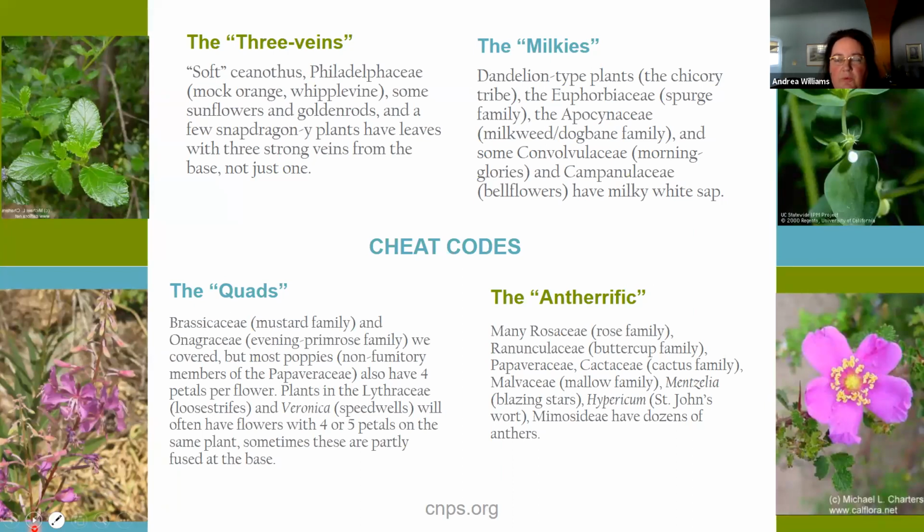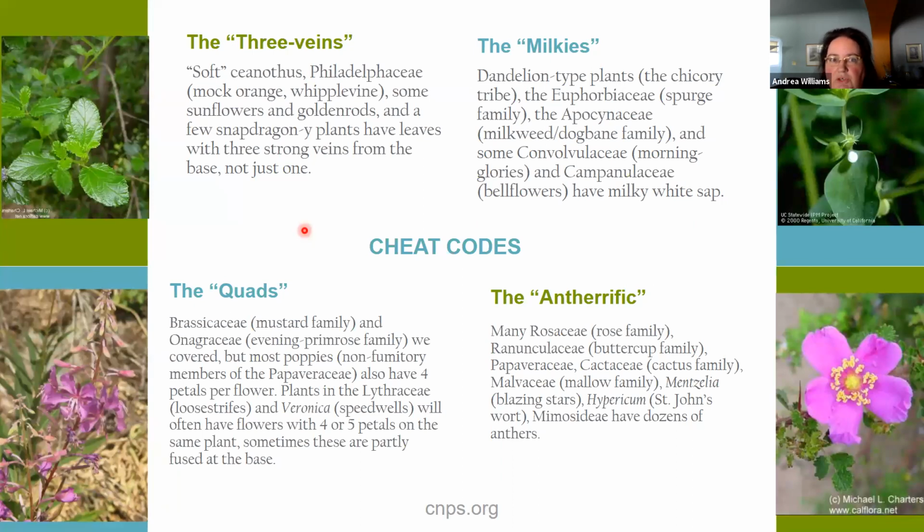Cheat codes. So 4 really basic cheat codes that I use a lot. Whether or not a plant has 3 veins from the base. So most plants have, as you can kind of see in the background here, 1 really strong mid vein, that central vein. But in some species and genera, you'll see 1, 2, 3 veins from the base. And the soft leaf ceanothuses, so not the ones with the hard leathery leaves, but the subgenus Ceanothus as opposed to the subgenus Cerastes, will have those 3 strong veins from the base.